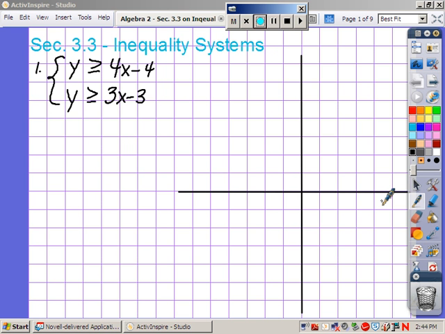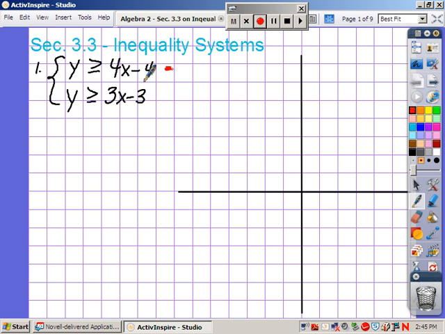Okay, this is the inequality systems review for quiz 3.3. Number one has what I would call standard inequalities. They're in slope-intercept form, which means graphing them shouldn't be too much different than graphing a normal line, except for how to shade them. Let's do the first one in red.